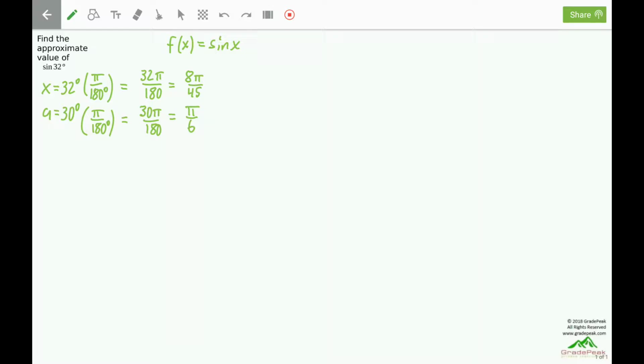From the function f of x, we will want to find the derivative f prime of x so that we can find the linear approximation. The derivative of the sine of x is the cosine of x. And f of x and f prime of x can both be evaluated at the a value of pi over 6.